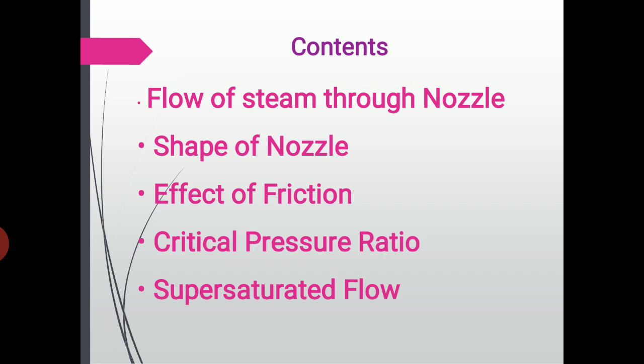So the expected questions in this chapter will be one theory and one derivation he may ask. For theory he may ask what is the shape of the nozzle, define nozzle, what are the shapes of the nozzle, or what is the effect of friction on the nozzle. And for the derivation he may ask the flow of velocity at the exit of the nozzle. Then what is critical pressure ratio he may ask.